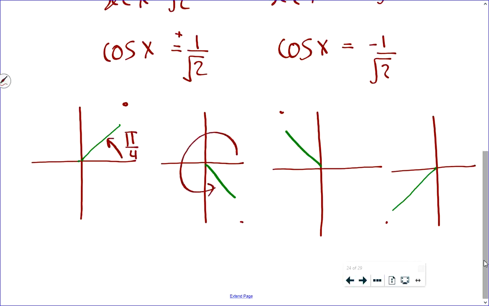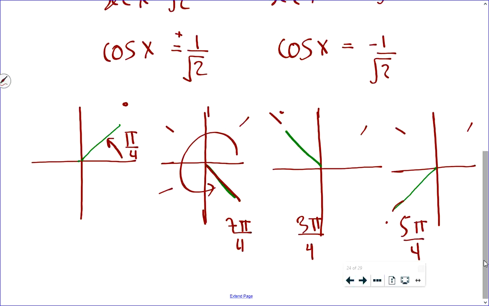You've got 1, 2, 3, 4, 5, 6, 7 pi over 4. You have 1, 2, 3 pi over 4. All of these angles I'm writing down are solutions. And this would be 1, 2, 3, 4, 5 pi over 4.